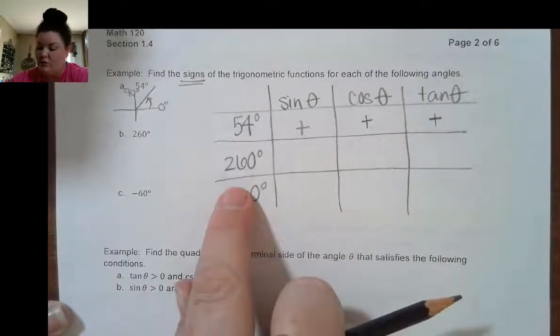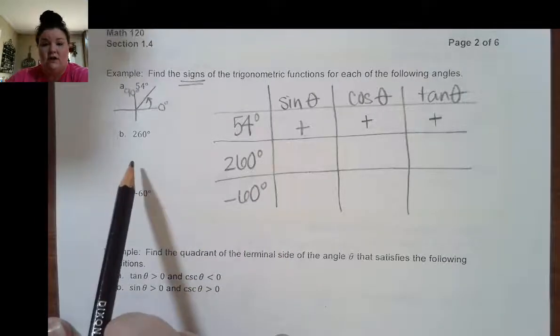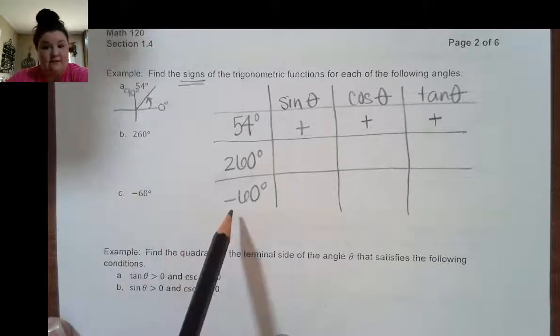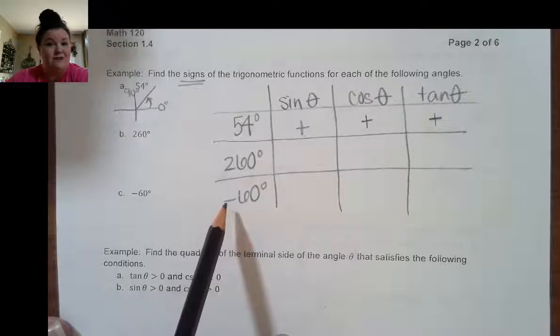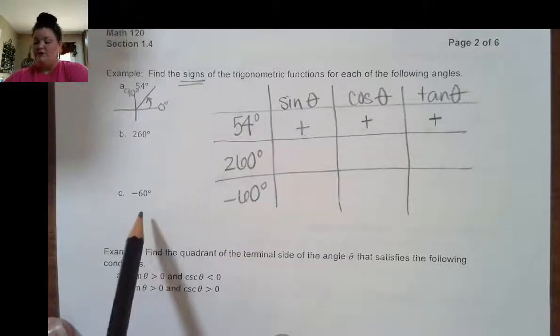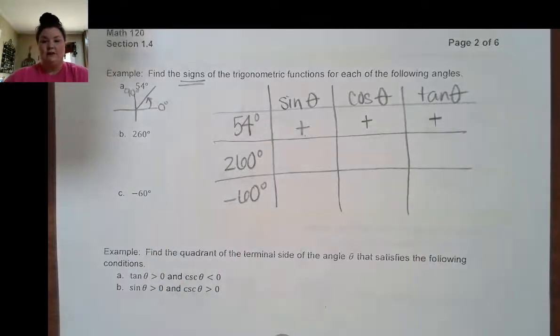I want you to do a quick little sketch of 260 and negative 60. Okay, think about how to draw a negative angle. And then once you do that, fill in the rest of this chart. Okay, and then unpause the video and we'll go over it.